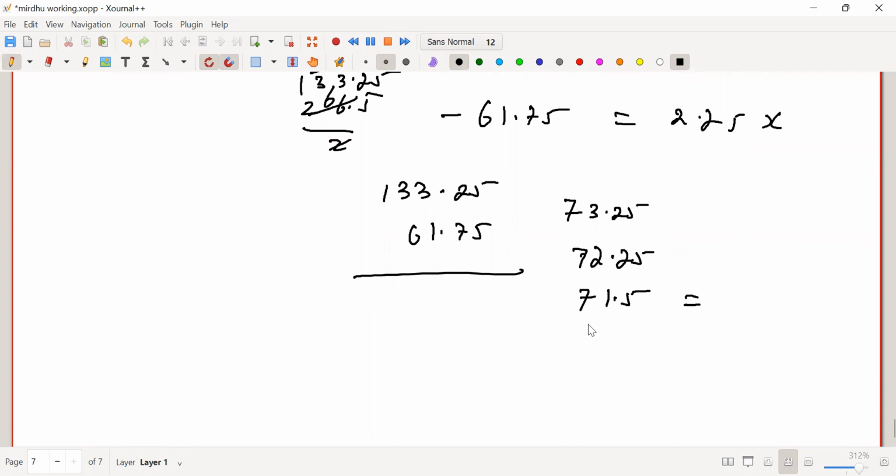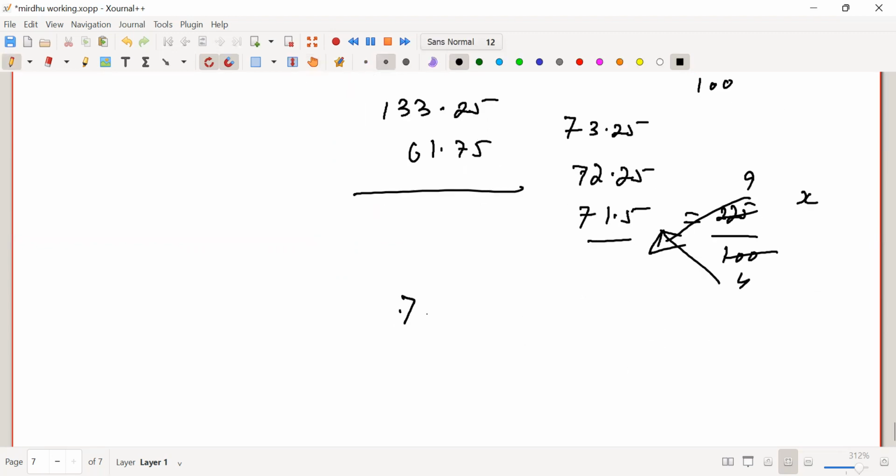I can divide this by 2.25, or else I can convert into 100 divided by 100. It becomes 225 by 100. So in the 25 table, 9 divided by 4. Multiply 4 here, divide 9 here. So 71.5 into 4 divided by 9, all right, equal to x.